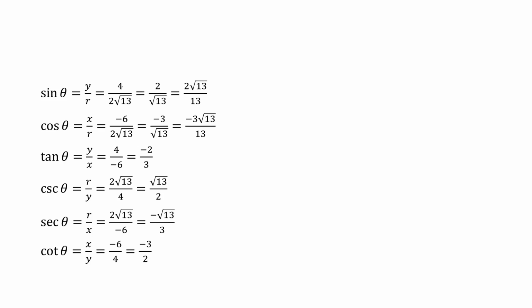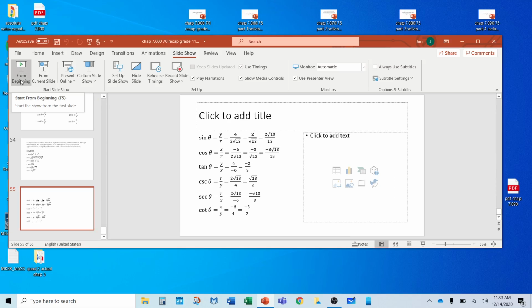We follow a similar procedure with cos theta. With tan theta, y over x is 4 over -6. That's simply -2 over 3. When we have a fraction that's negative, we put that negative sign in the numerator. Cosecant theta is root 13 over 2. Secant theta is negative root 13 over 3. And cotangent theta is negative 3 over 2. And that is the end of our slideshow.